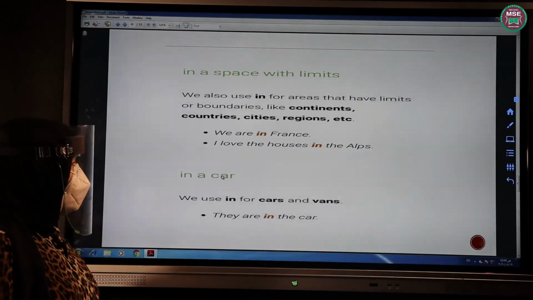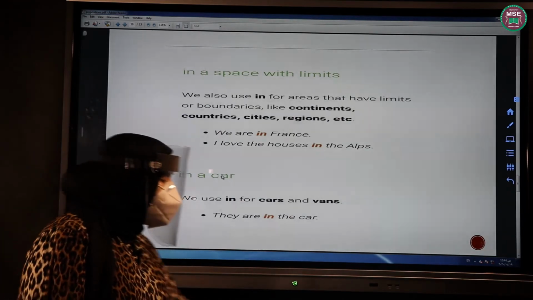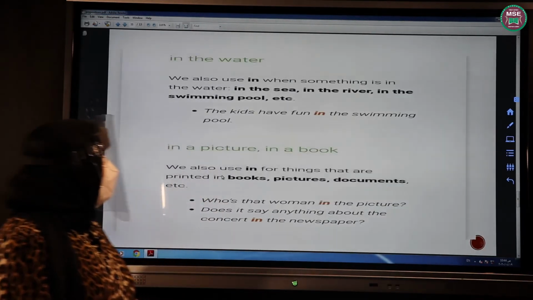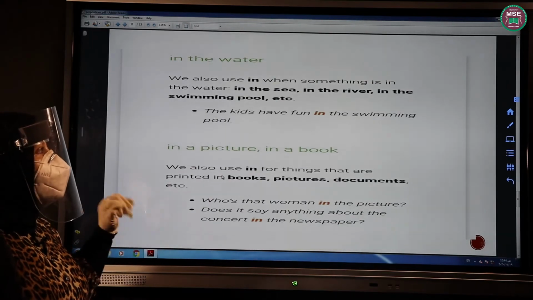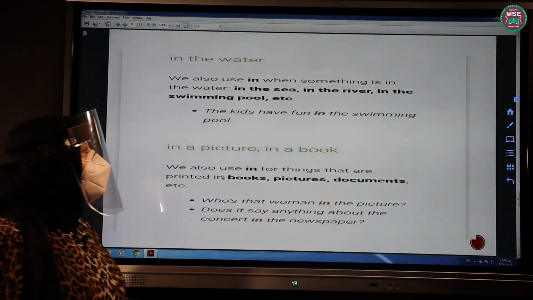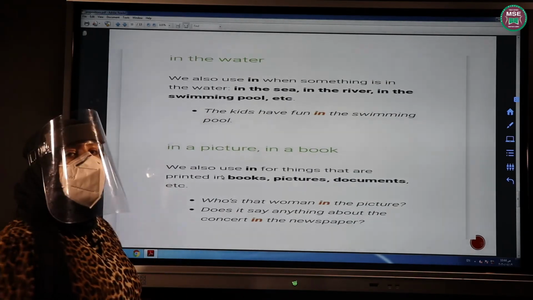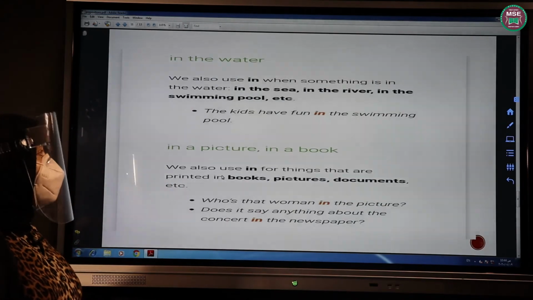use in. We use in for cars and vans, as I told you, only private transport. In the water, anything that is related to water, I use in. The kids have fun in the swimming pool. I can change the swimming pool to the sea, the pond, anything related to water.